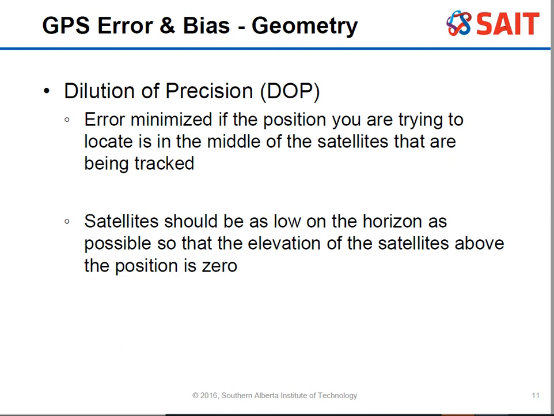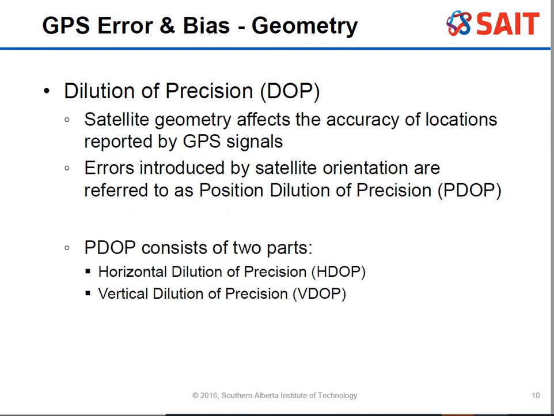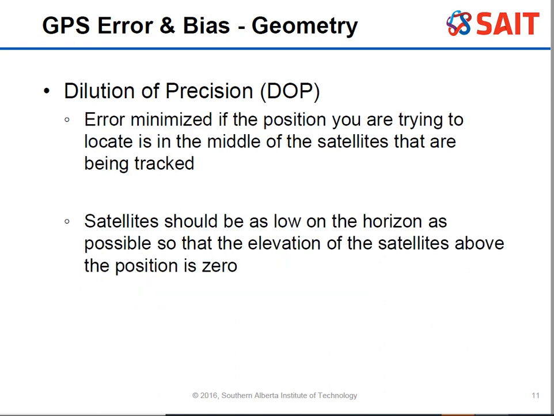And there is also TDOP, which is timing dilution of precision. And there's GDOP, which is the geometric dilution of precision. Geometric dilution of precision includes VDOP, HDOP, and TDOP, so it gets all of them together in one. So if you're trying to get a position, ideally you want to be directly underneath the satellites and right in the middle of all of them.